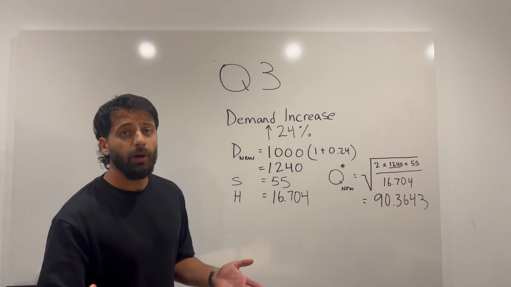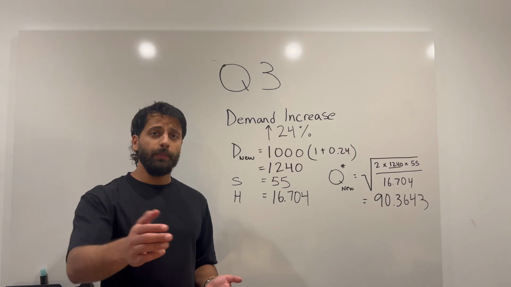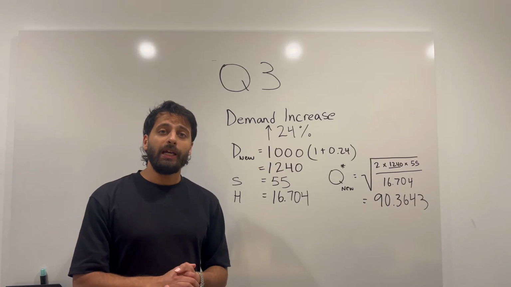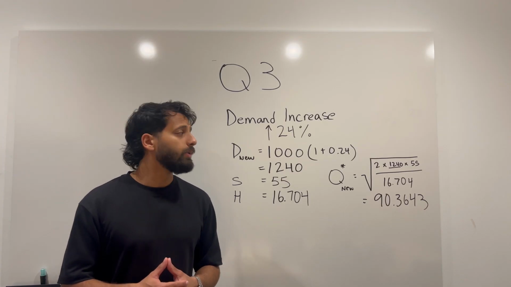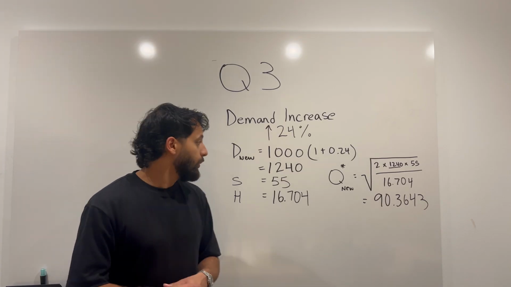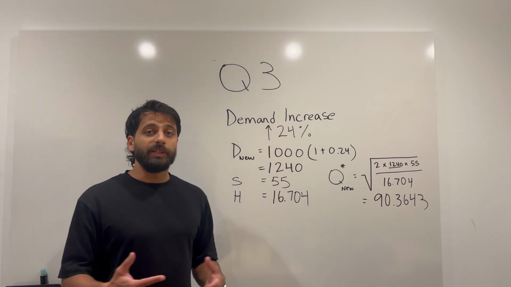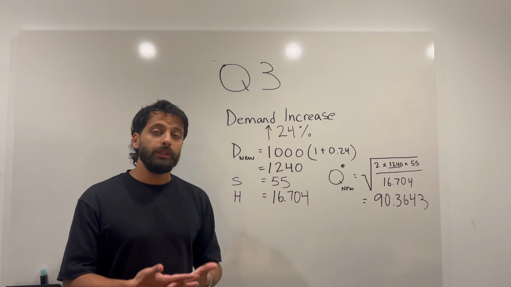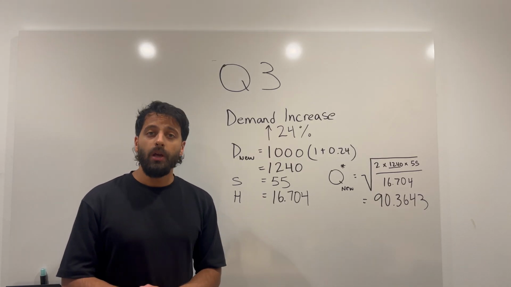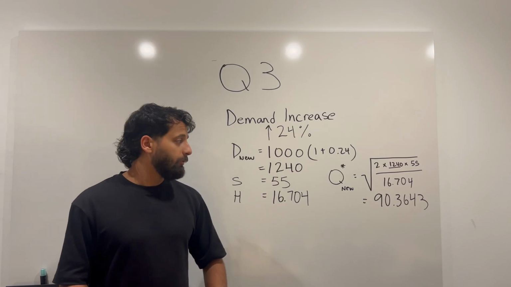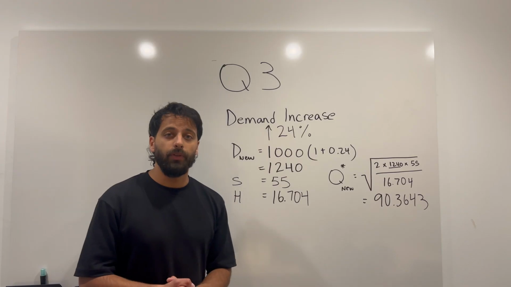So now for the second part of the computation, we look at the demand increase. So the demand is increasing by 24%. So we're going to see how the demand increase will affect the price of the cost of goods sold. So in order to come up with the new demand number, we're just going to do the 1,000 multiplied by 1 plus 0.24, which is going to be the 24% increase. That gives us a number of 1,240. All of the numbers remain constant. Whenever we plug them into the EOQ formula, that gives us a number of 90.3643.